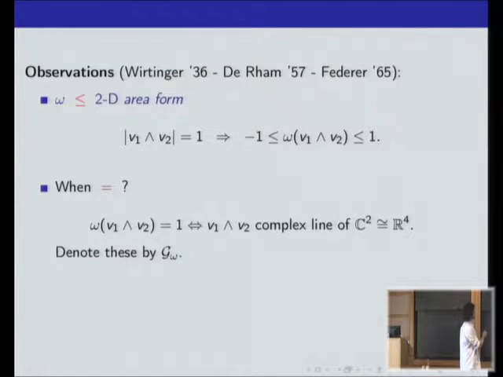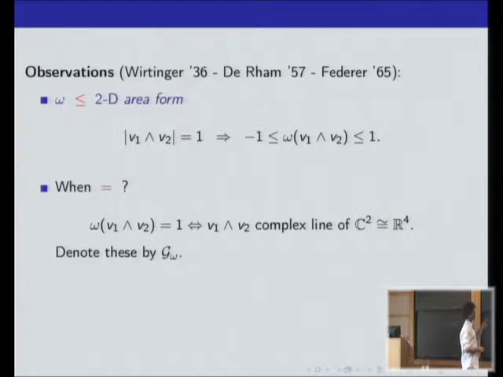And of course, once you have this, you may wonder when you reach equality. When does it happen that omega and the area form give you exactly the same action on a two-dimensional plane? And it turns out that this happens exactly when the two-dimensional plane spanned by V1 and V2 is a complex line of C2 when you identify C2 and R4, with the standard complex structure of C2.